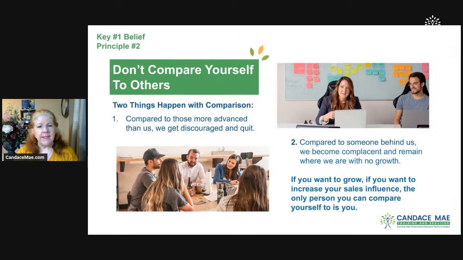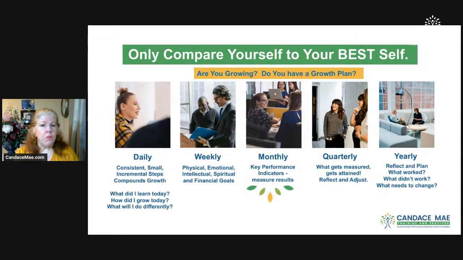And the second thing that could happen is if you compare yourself to someone who's at a lower level than you are, you could look at others and say, I'm so much better than them. I don't need to prepare. I don't need to become any better than I already am because I'm doing great. So if you want to grow and if you want to increase your sales influence, the only person you can compare yourself to is yourself. And you want to compare yourself to your best self.